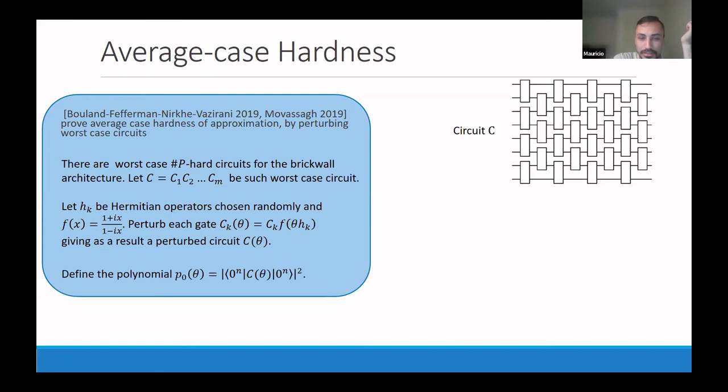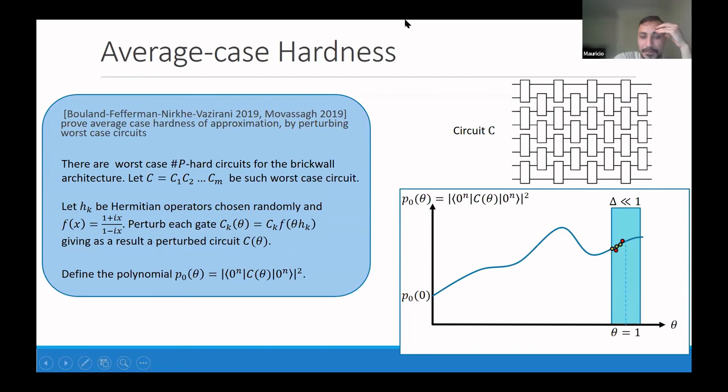So the idea is that this theta, this knob, we can tune it, and we will get a path through the space of different circuits. Now, over here, this P of zero is the worst case circuit, because when theta is zero, you get back the original worst case circuit, of course. And then as you change theta, you get some curve. And the idea is that you can show that suppose you start sampling thetas near one, you're actually sampling circuits from the random hard distribution. So just by choosing thetas here randomly, you're almost choosing hard random circuits.